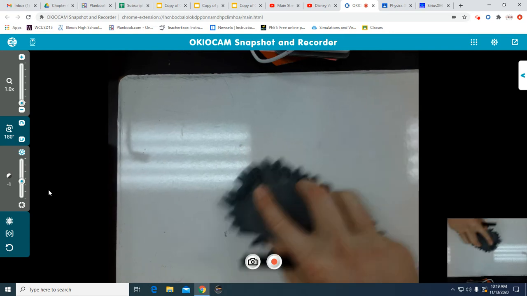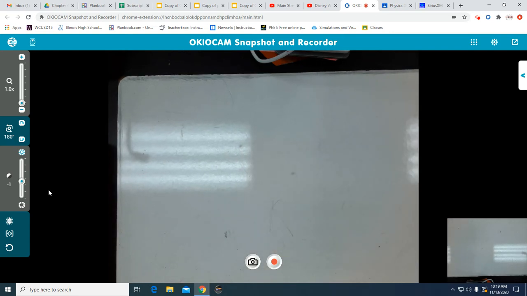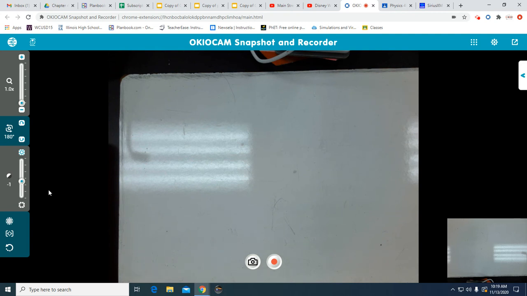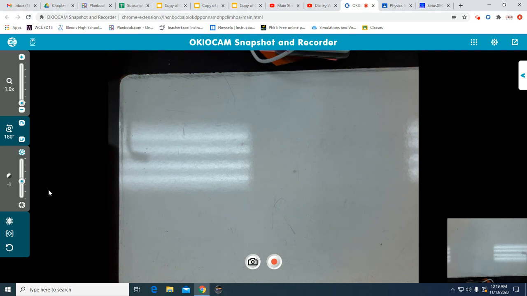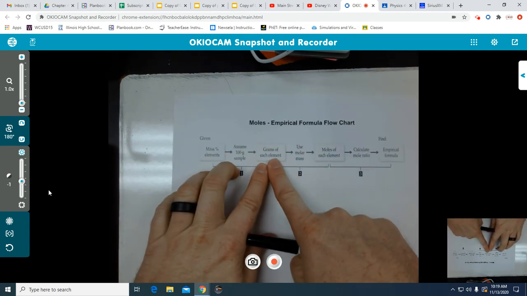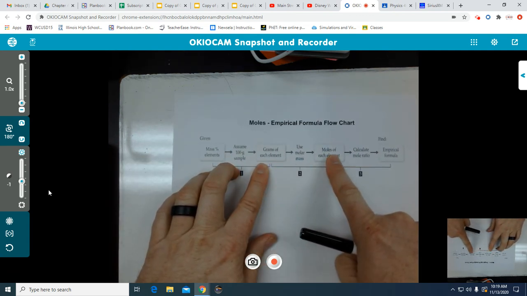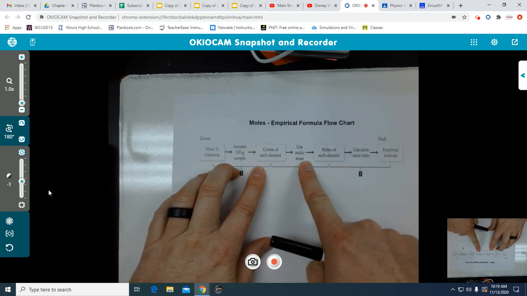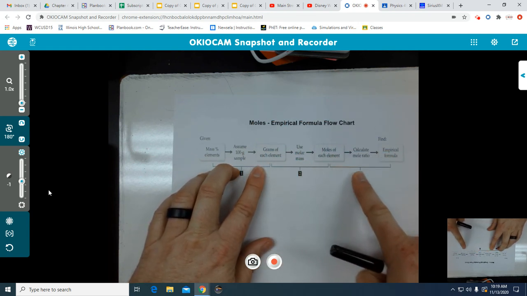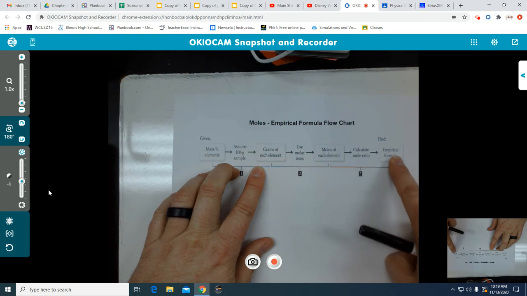Because now that we know the mass of all 3 of those, we then have to go into our flow chart from yesterday, the empirical formula flow chart. We do not need to worry about the mass percent of the elements. We already know the grams. So we need to go from grams to moles to the empirical formula. So grams through molar mass to moles, and moles through mole ratio to empirical formula.